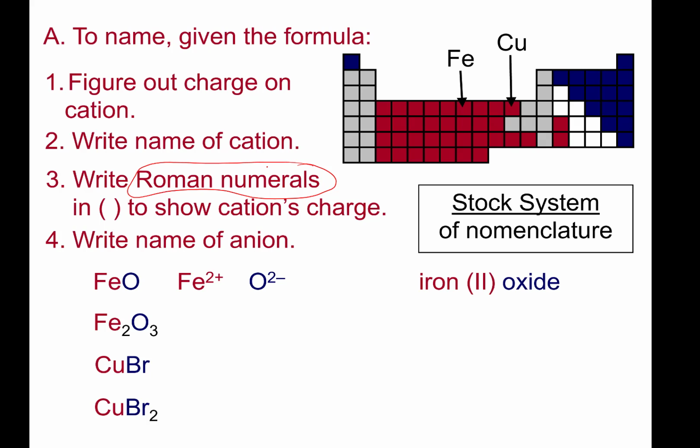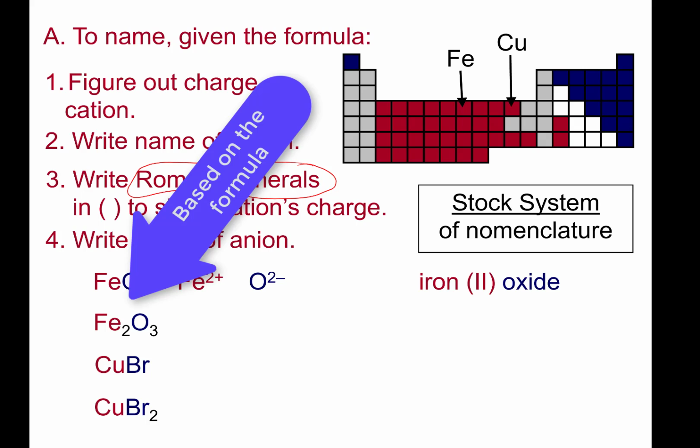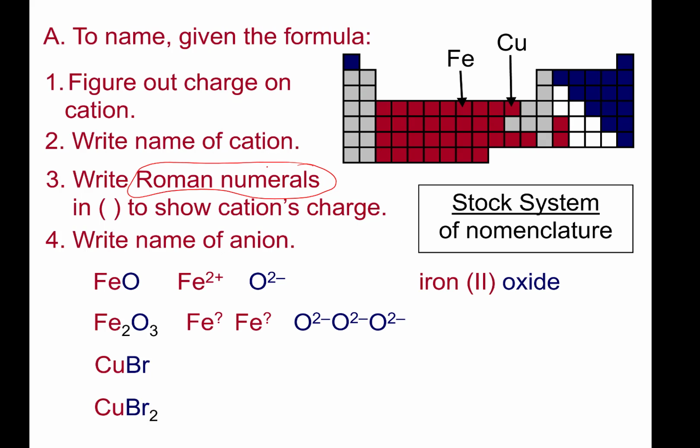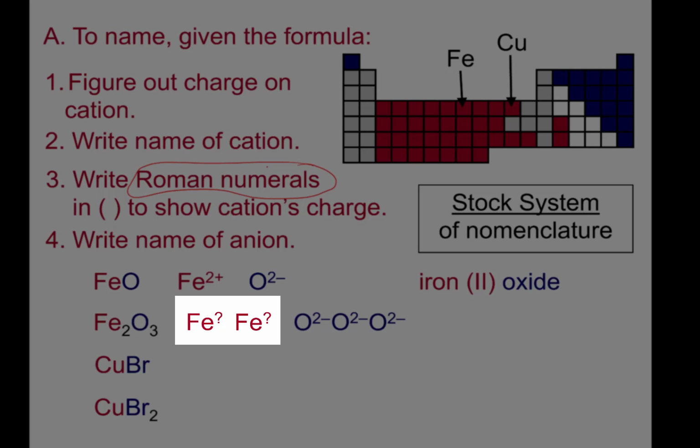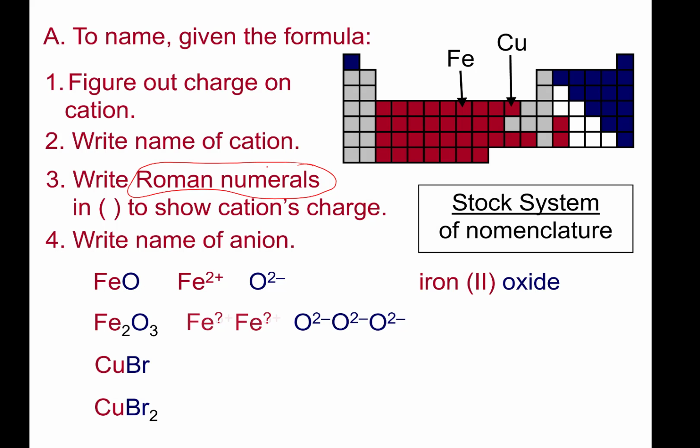Next one, we have Fe2O3. So there's 2 iron ions, there's 3 oxide ions. Each oxygen ion has a 2- charge. So in total, it's 6-. So we have to balance that with the positives. So if there's only 2 irons, they each must be 3+. So the name becomes iron(III) oxide.